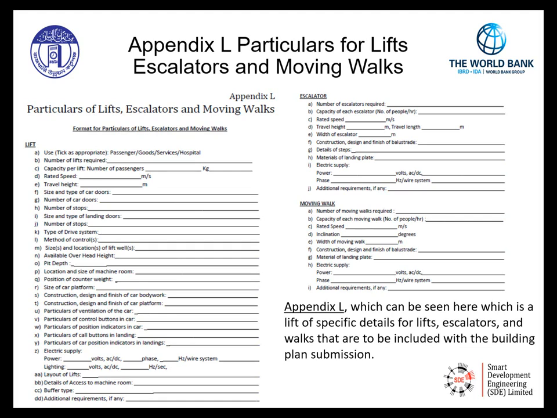Material of the landing plate is typical that we find in the other categories, as well as the electric supply again, and any additional requirements. The format for particulars indicated in Appendix L gives a nice checklist for the applicant to make sure that they have included many of the required particulars along with their construction documents for review and approval by the authority.